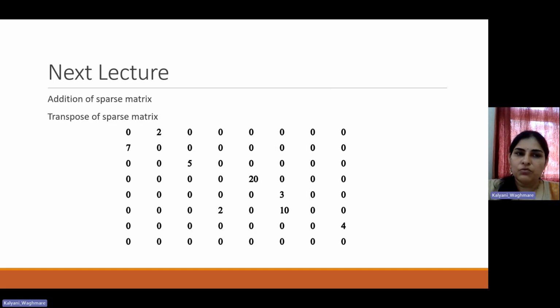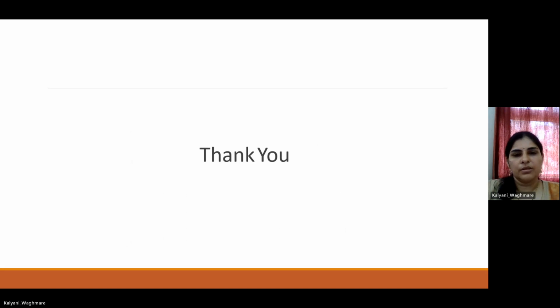In the next lecture, we will see how we can perform addition of sparse matrices and how we can take the transpose of a sparse matrix. Till then, you can try out this example. This is a matrix given. Convert this matrix into a sparse matrix. Thank you.